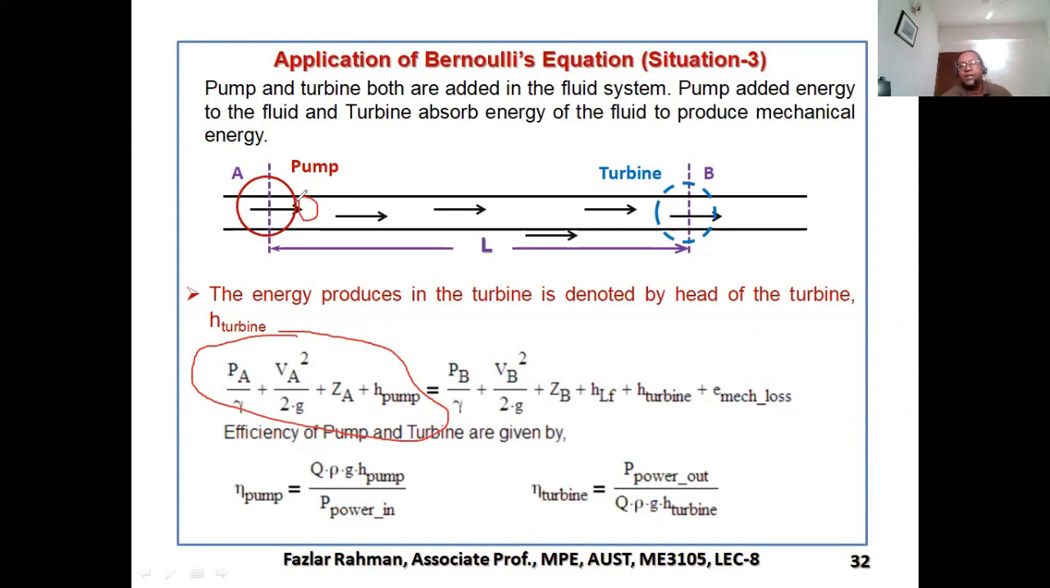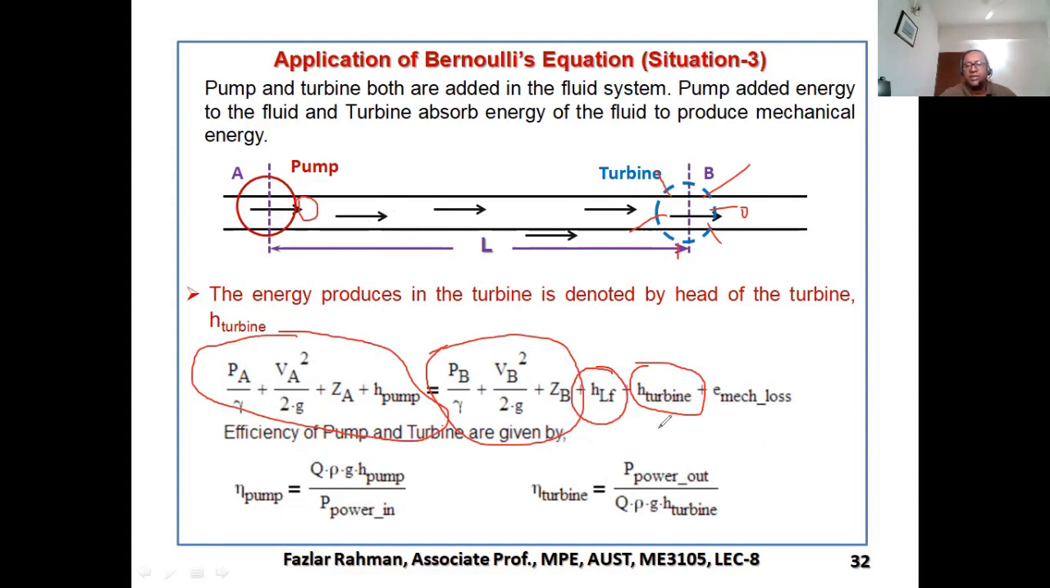After point B, there is a turbine, so kind of an energy eater. It takes energy from the fluid and produces mechanical energy. How much energy it converts into mechanical energy is called the head of the turbine, H turbine. Then this much energy leaves the fluid after the turbine, and there will be some loss in the pipeline. This will be HLF.